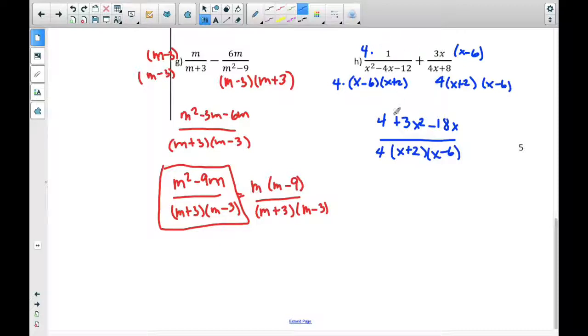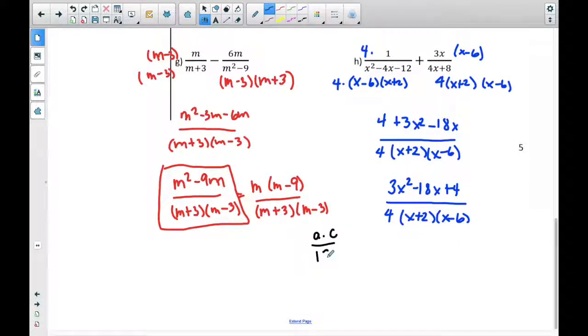So I've multiplied that to get 4. I've multiplied this one to get 3x squared minus 18x. I do want to leave it in standard form at the very least. So I'm going to go in and rearrange that so that it's in standard form. Now, again, I might be able to factor that. I'm not sure. Even if I factor it, it would have to be able to cancel with one of these to actually matter. But I'm just going to test it and see if I can factor it.